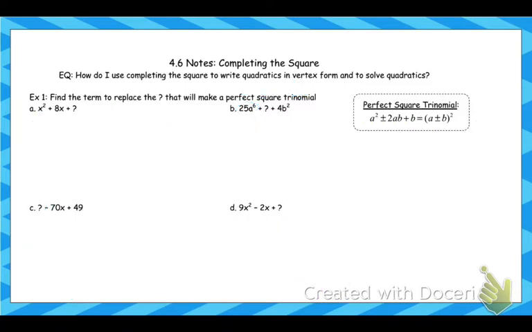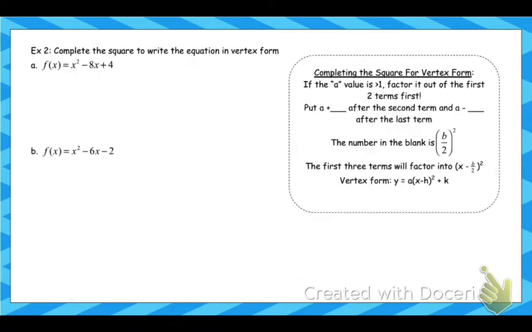All right, so now what we're going to do is look at how completing the square actually helps us. We've got two main uses for this. One is to take standard form and write it into vertex form. If you have an a value of 1, so there's no number in front of your x squared, it's actually pretty simple. We're going to rewrite this: x squared minus 8x, and then leave a blank. Then I'm going to move this 4, and I'm going to subtract a blank.